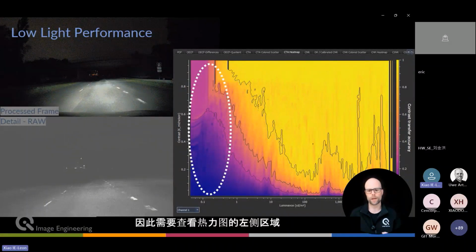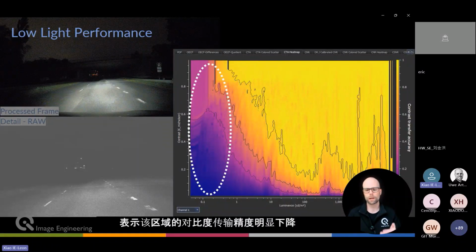So for that, I have a look at the left region of my map. What you see here is more like bluish, purple. So that means I have a significantly reduced contrast transfer accuracy in this area. But that's where you have a look if you want to compare systems. How is my low light performance?